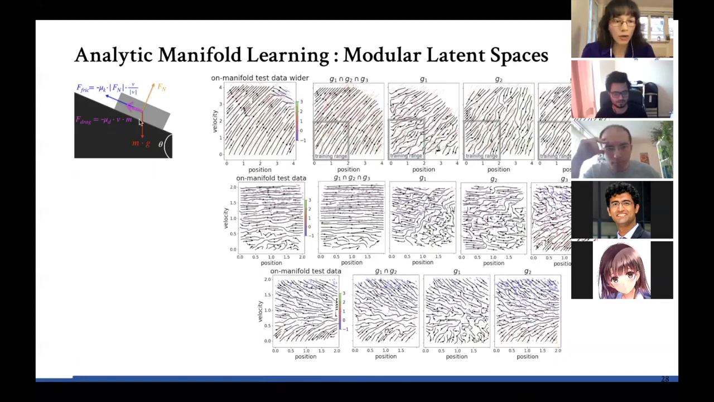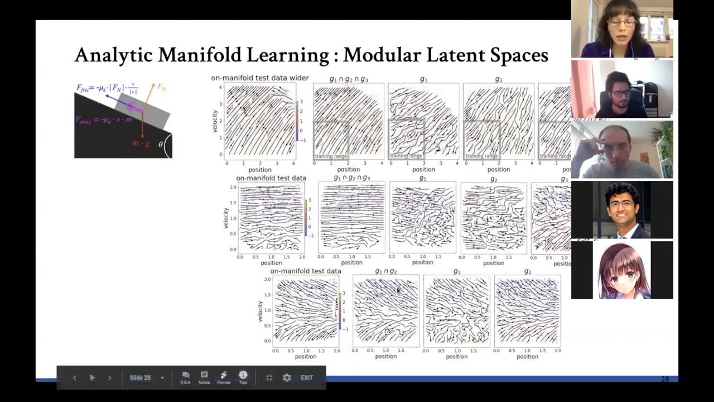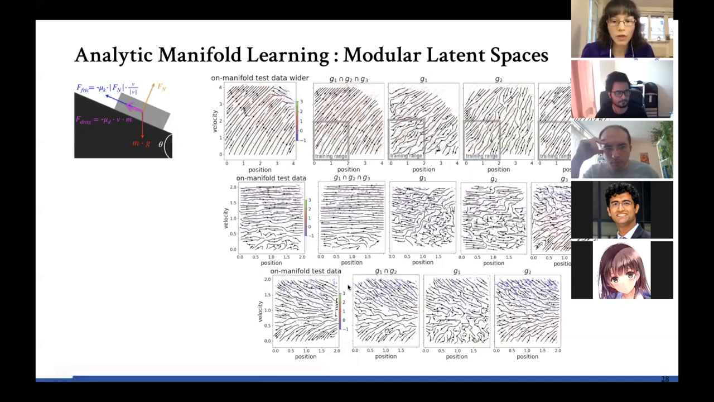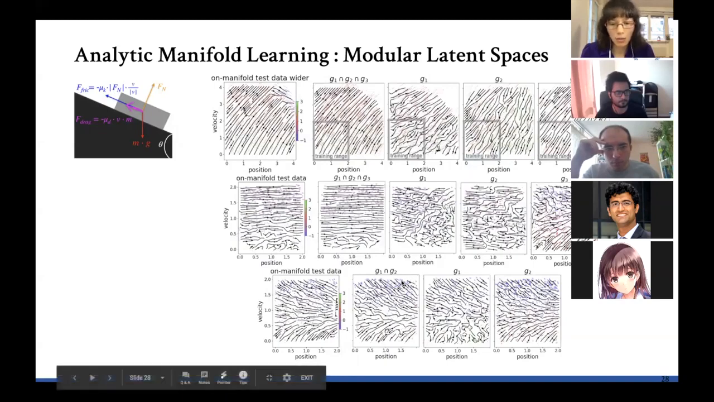We show results on playing with a sliding block on an incline, adding various nonlinear effects to it, like drag, for example, and showing that the intersection of the learned relations can basically encode the low dimensional data manifold.